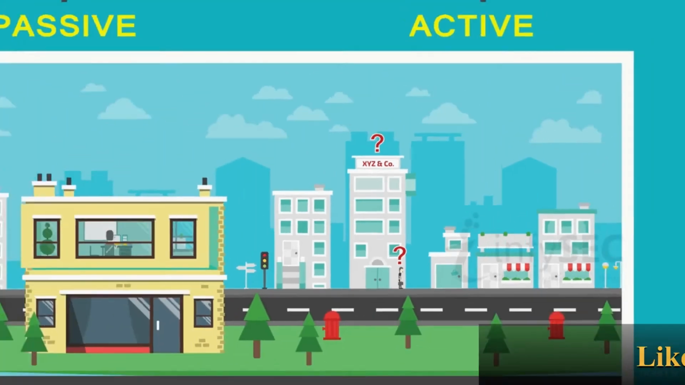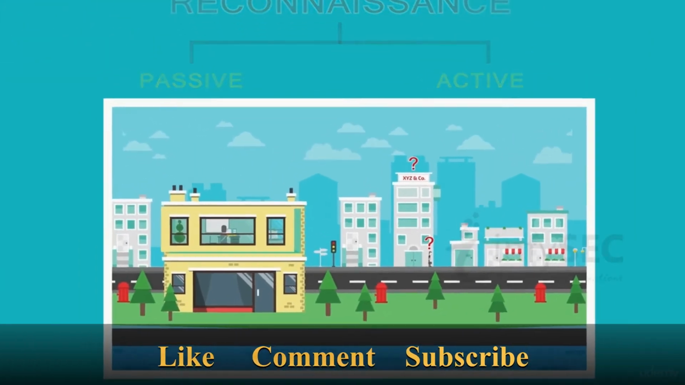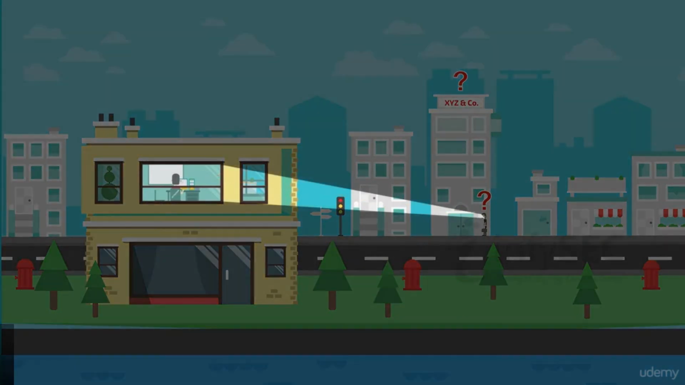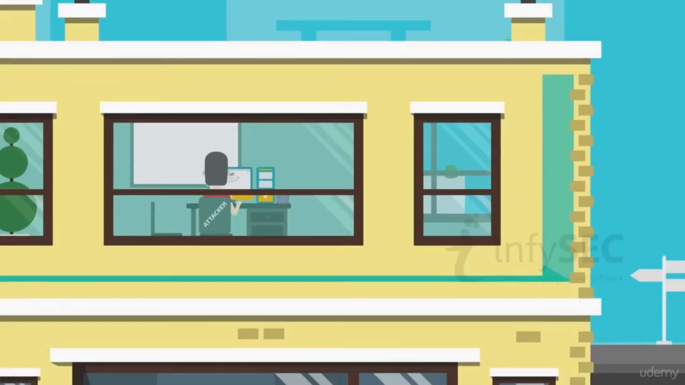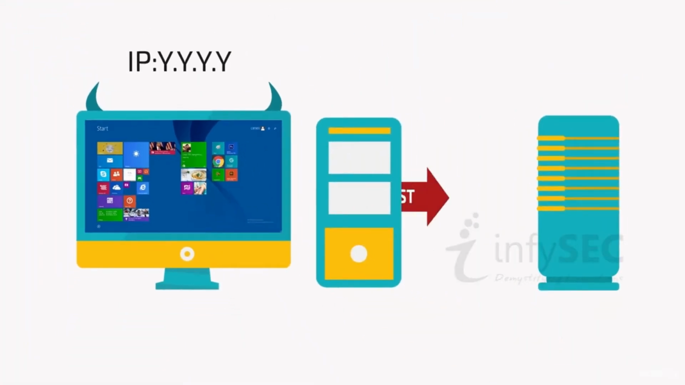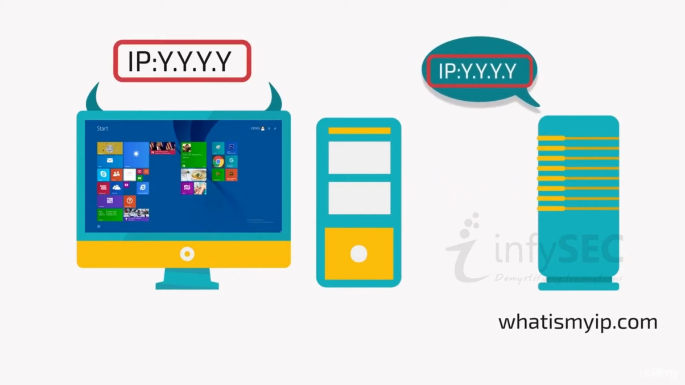Now that the target is fixed, let's probe the target for information. But what is happening? The target is able to track the attacker. What happened when the probe was initiated? Whenever a request is sent to a server, say for example, whatismyip.com, it captures the actual IP of the sender. What can be done to avoid being traced?